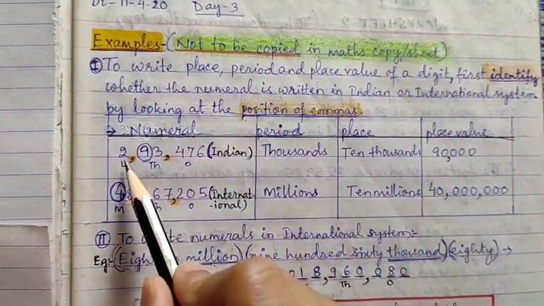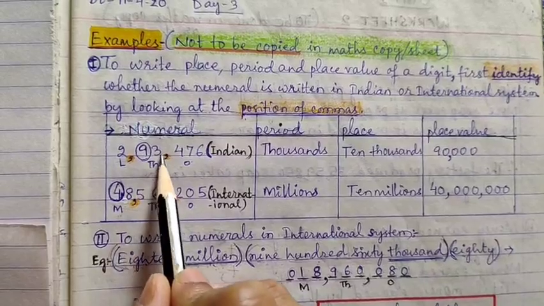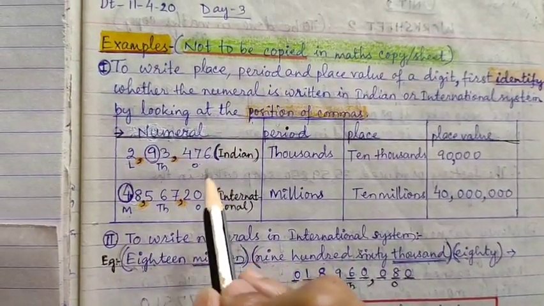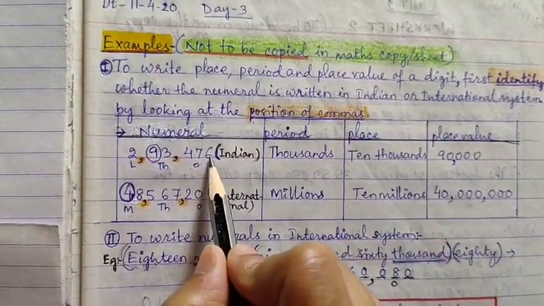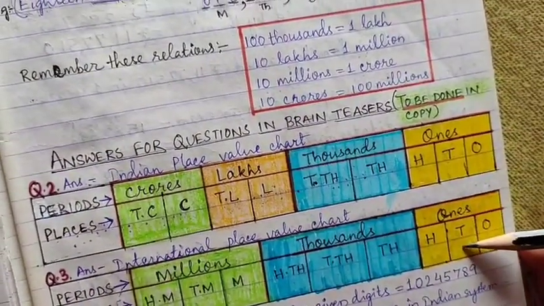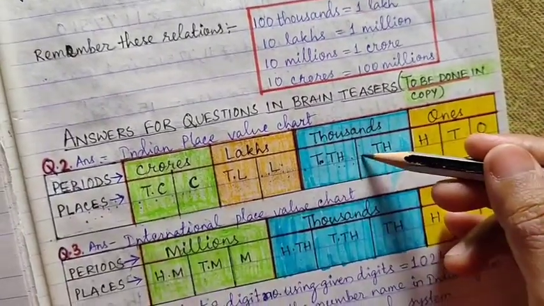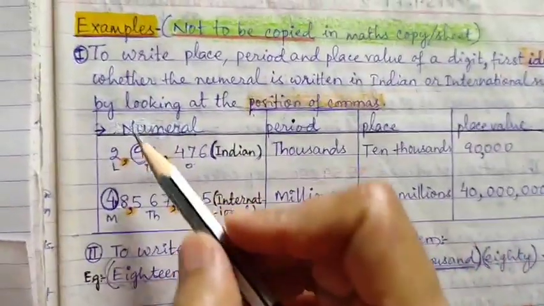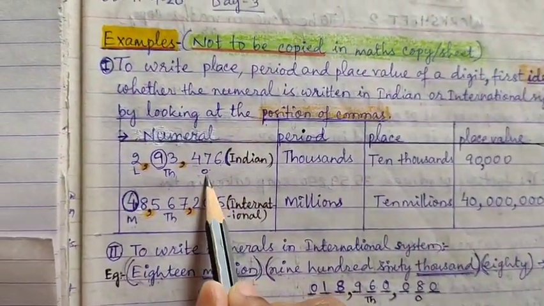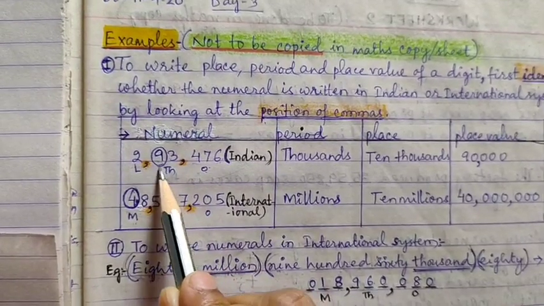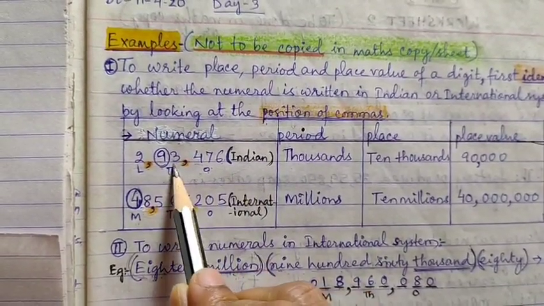So suppose here is an example, 293476. How do you know whether it is written in the Indian or international system? Here look, in the ones period both are the same. 3 in ones, 3 in ones, this will not tell us. But in Indian, thousands have 2 places, here thousands have 3. So here you see 3 places, ones period, then 2 places, then here the commas are. Means this is the Indian system.